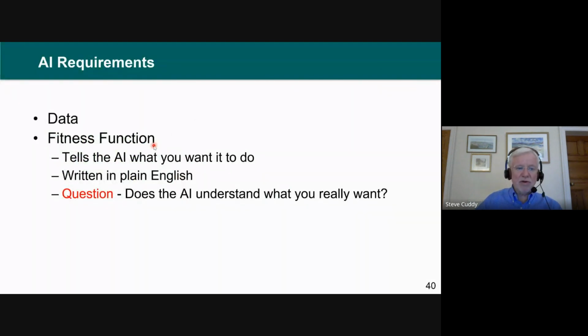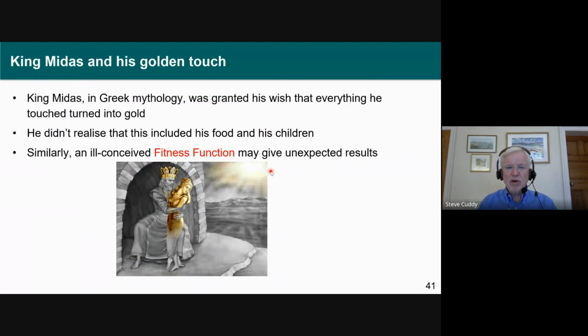So AI requirements, you need the data and a fitness function. Now, the fitness function is a goal or the task you want it to solve. Now, this has to be written at the moment in plain English. But does the AI really understand what you really want? Let me show you a couple of cartoons to explain this.